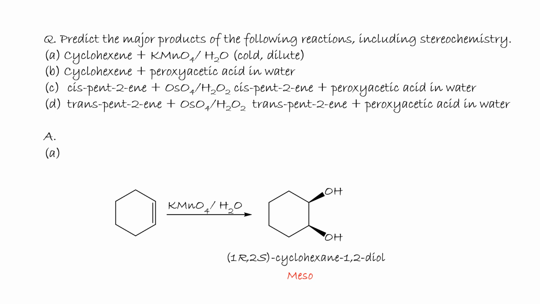Predict the major products of the following reaction. Cyclohexene with permanganate in water, cold and dilute. We add the OH and OH from the same direction, syn addition. Since we have symmetry in the molecule, it is a meso compound. It's a meso compound.